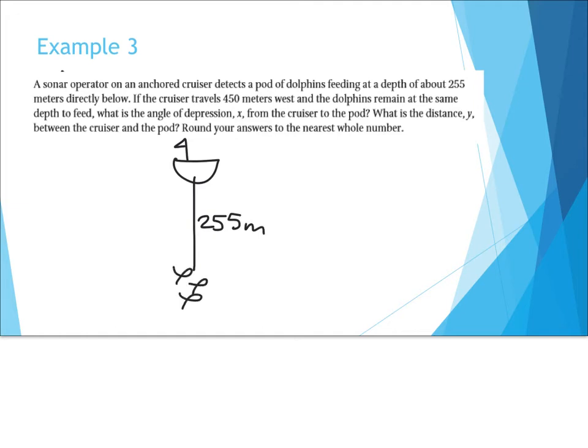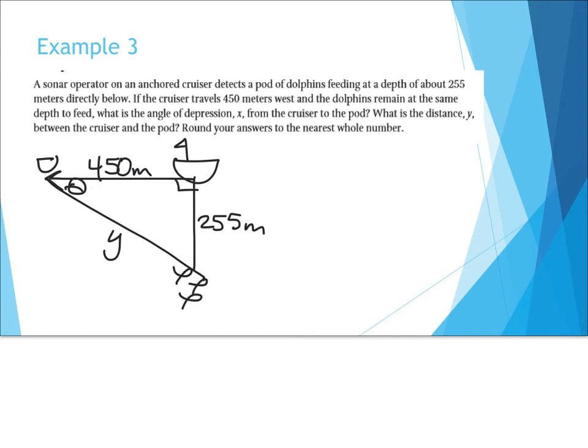All right. If the cruiser travels 450 meters to the west, so it's going to move this direction 450 meters, and the dolphins remain where they are, what is the angle of depression from the cruiser, because the cruiser is now over here, to the pod of dolphins? And also, what is the distance y between the cruiser and the pod? So we have to find the angle of depression. We'll put that right here for now and double check that that's correct. I'm calling that theta. And also, what's the distance y between the cruiser and the pod, so between the boat and the dolphins? We'll call that side length y. And here's our right angle.